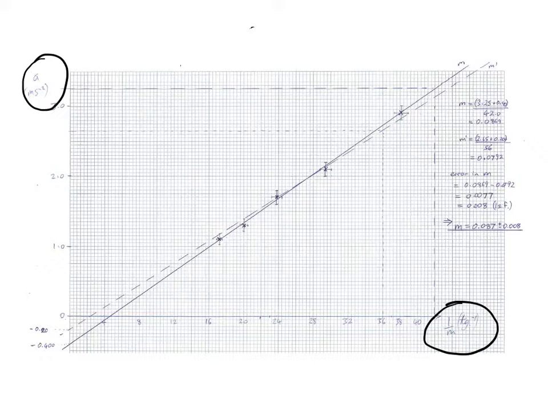So once you've got the error line plotted and the best fit line, what's the next step? Well, the next step is to calculate the gradients of the two lines. So here's the gradient calculation for the best fit line, we're calling it m, and here's the gradient m dashed for the error line.